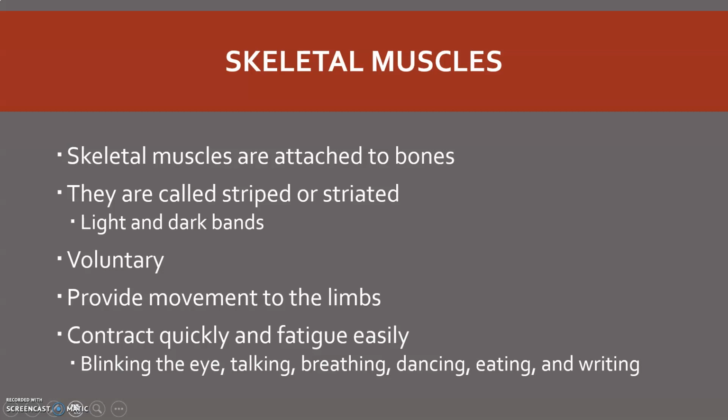Skeletal muscles are called voluntary because their contractions are under conscious control. Voluntary movement occurs when skeletal muscles contract because of the way muscles are attached to bones. Skeletal muscles contract quickly and fatigue or tire easily. Examples of skeletal muscle contractions include blinking the eye, talking, breathing, dancing, eating, and writing.